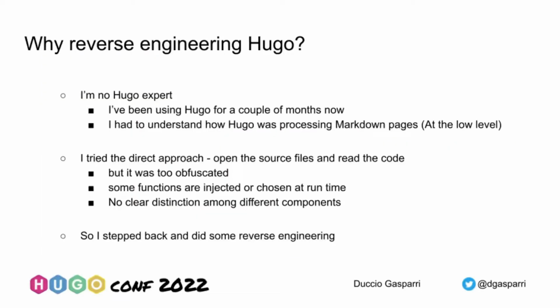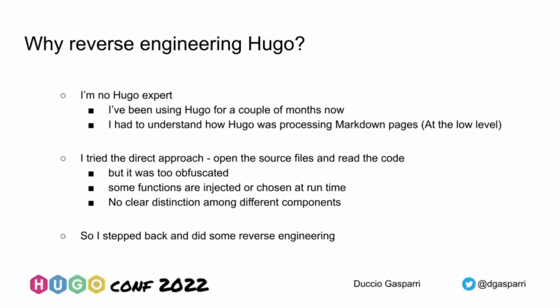So, why reverse engineering Hugo? As I said, I'm no expert. I've been using Hugo for a couple of months now, but Hugo doesn't have internal links, also called wiki links, that are the kind of links with double square brackets that are used in other wiki software like MediaWiki or Wikipedia. I wanted to implement this feature because I'm updating my files with Obsidian, and Obsidian makes huge use of those internal links.